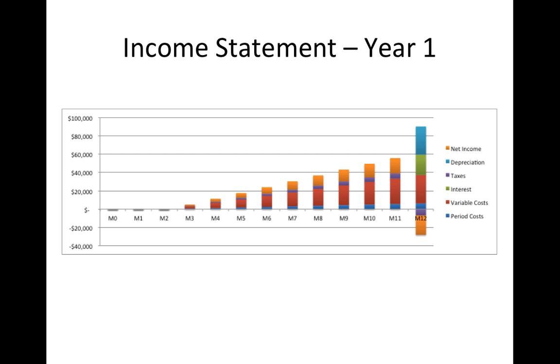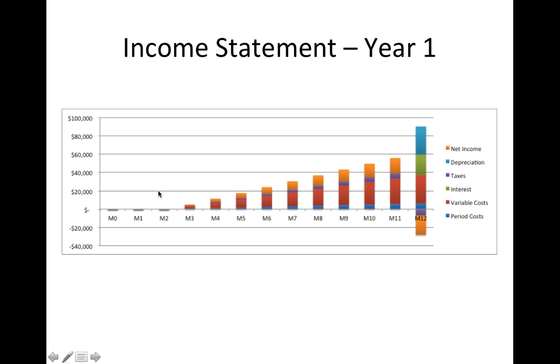So if we look at the income statement for year 1, the way to look at this is what's called a stacked graph. The total of all of these bars is your revenue, and now you can see where that revenue went to. Usually we start from the bottom. Period costs will eat up a certain amount. You can't really see that here, but period costs start to eat up a certain amount starting in month 3.